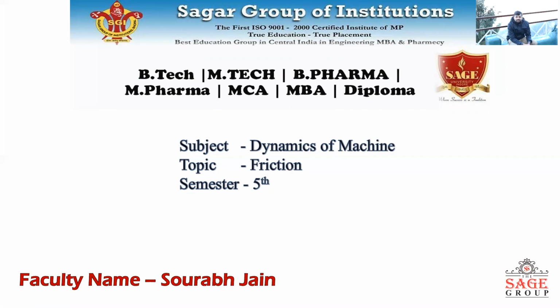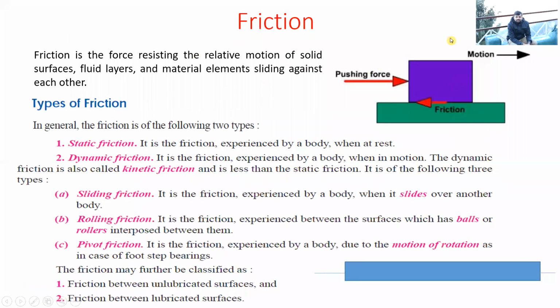So let's start with this new chapter. This is the first lecture of this chapter, that is friction. And in this chapter, mainly we will be talking about the applications of friction, which are used in bearings and its application in clutches. Okay, so first, before going into the application, let's discuss some basics. That is, what is meant by friction and what are the types or classification of friction and so on. All right. So what is friction?